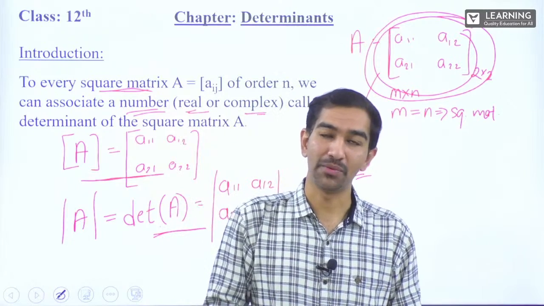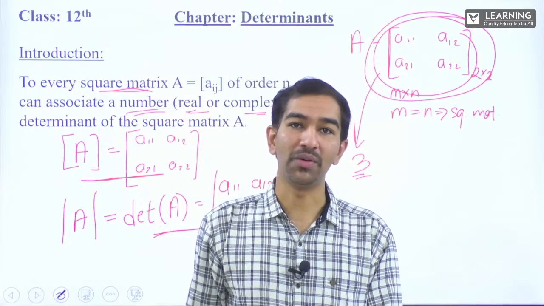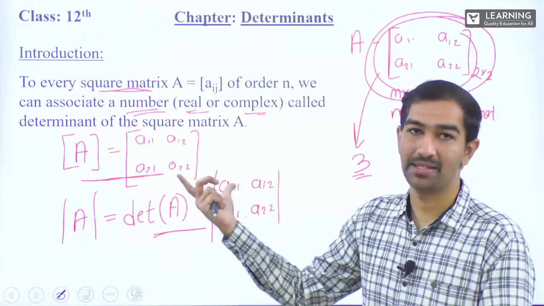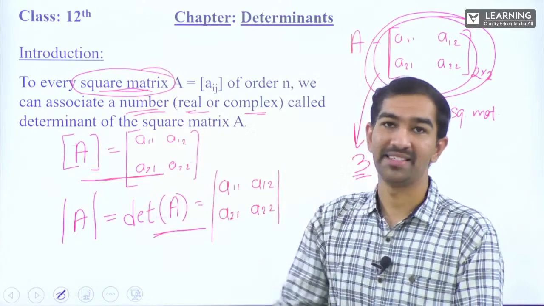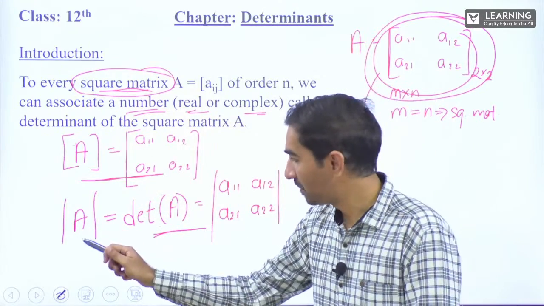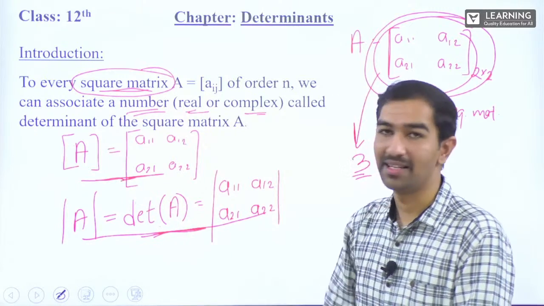In a matrix, whatever you do, you will get a matrix only as an answer. But in a determinant, what will you get? A number, either real or complex. But this is only applicable to what? A square matrix. So this is the introduction to determinants. This is how we represent determinants, and a matrix is represented like this.